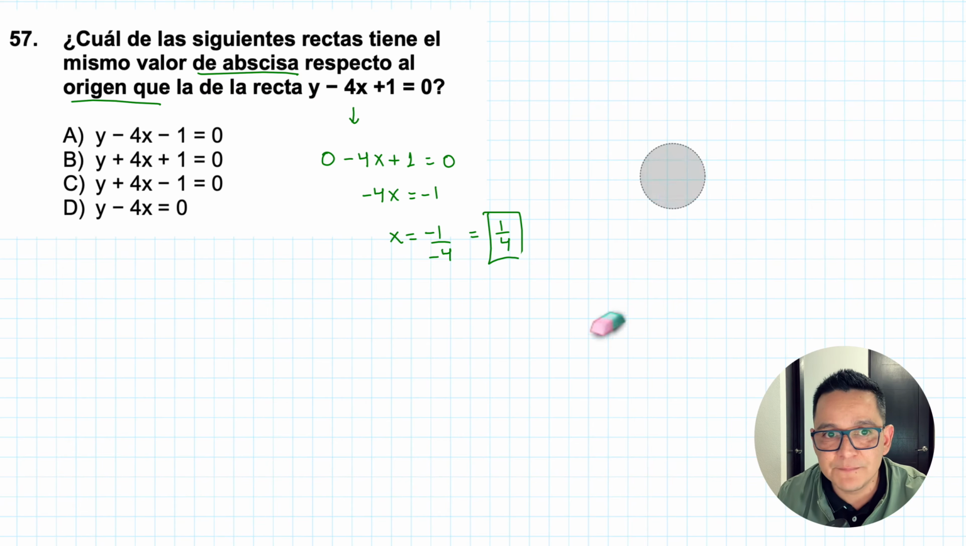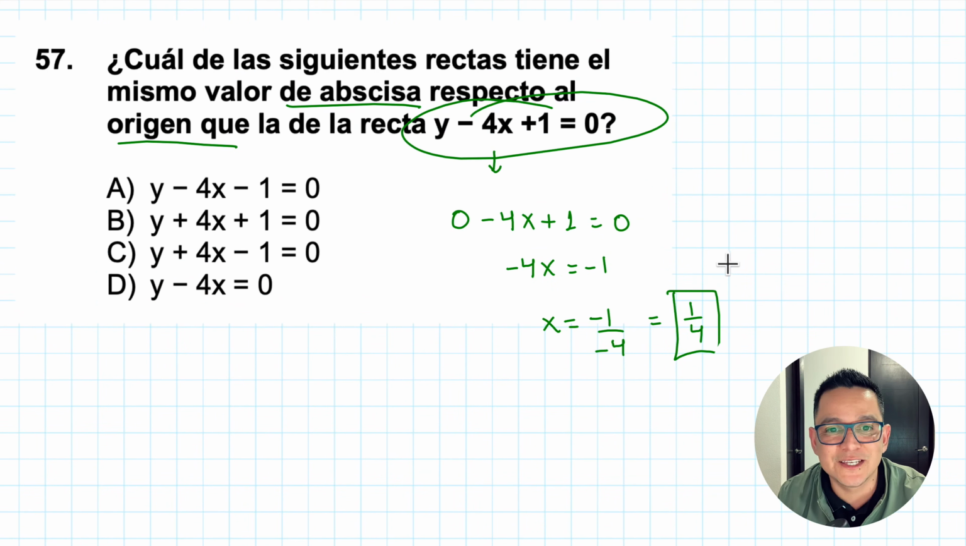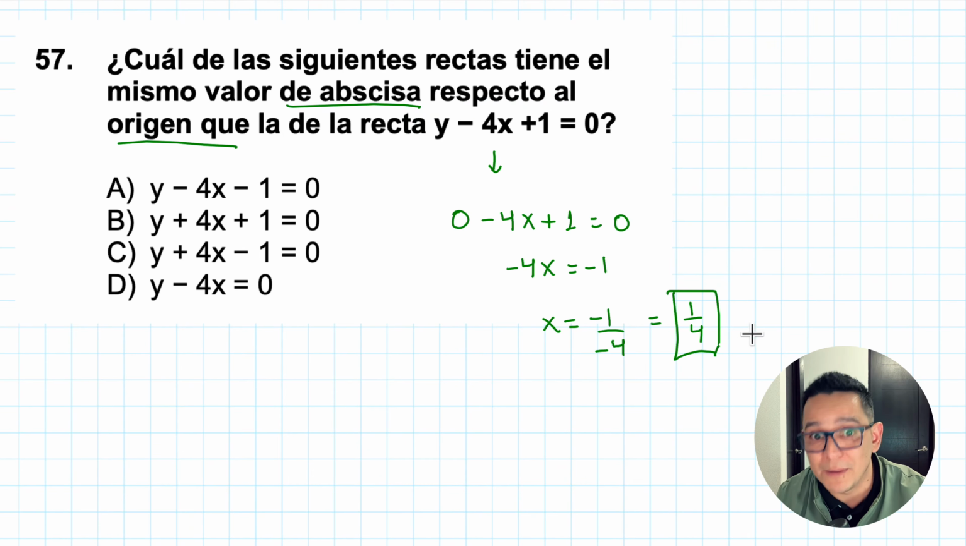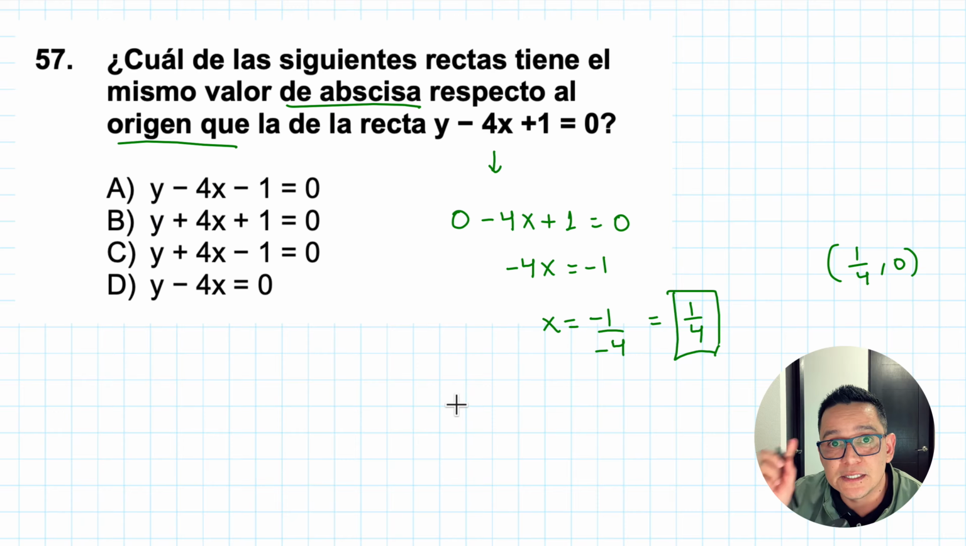Does that mean then that, well, I'm even going to remove it so it doesn't bother you? It means that the line I have here is going to cross where? Well, it's going to cross at (1/4, 0). Why? Because I'm saying that when y is 0, x is 1/4. So the coordinate would have to be (1/4, 0). That's where it crosses the x-axis. So we have to see which of these also has that same crossing point.